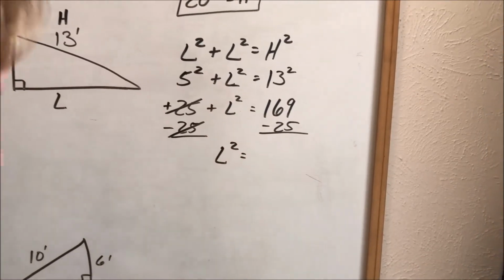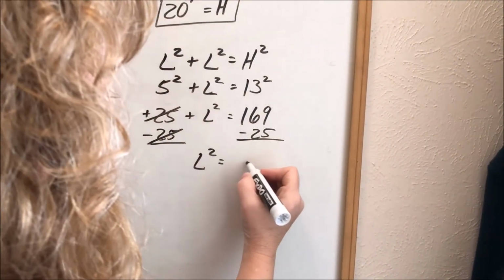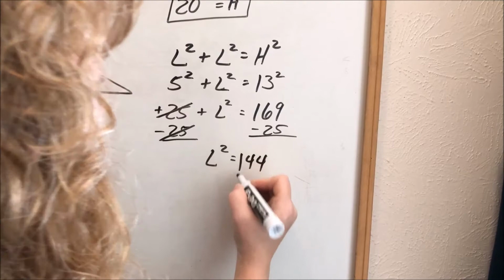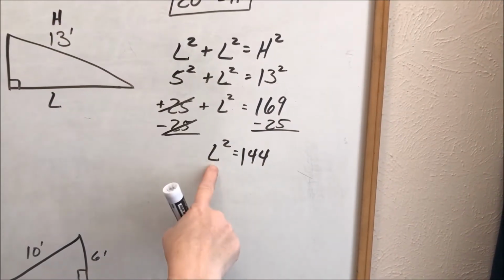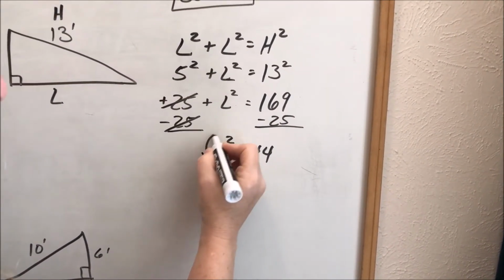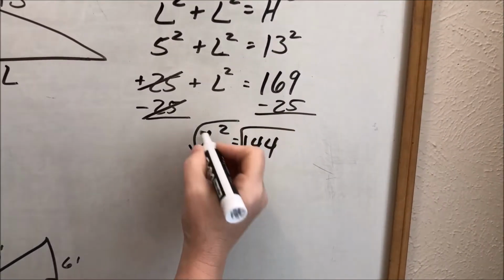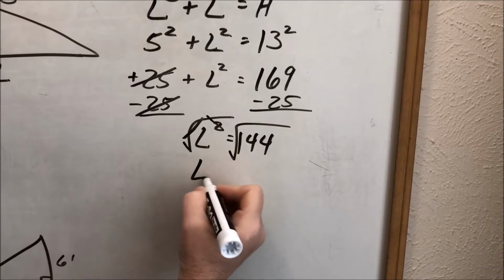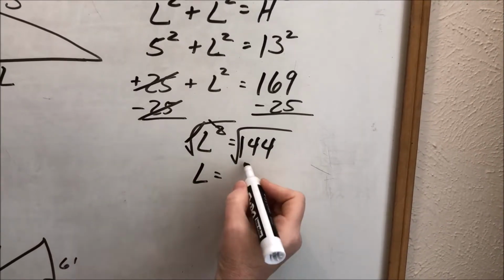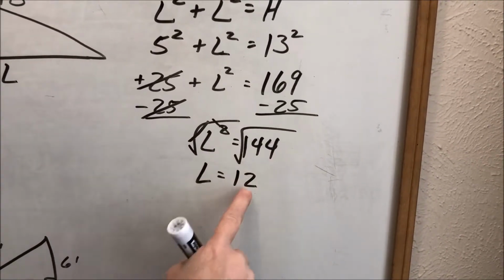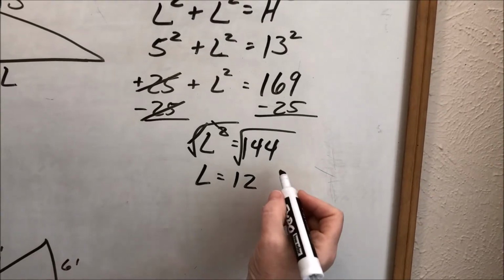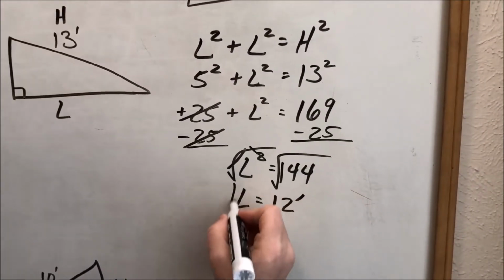L squared equals, that would be 4, 4, 1, 144. But I want L, not L squared, the opposite of squaring, square root. If you square root one side, you have to square root the other side. Those cancel each other out and give you L. Square root of 144 is 12. Don't forget your units. That represents 12 what? 12 feet.